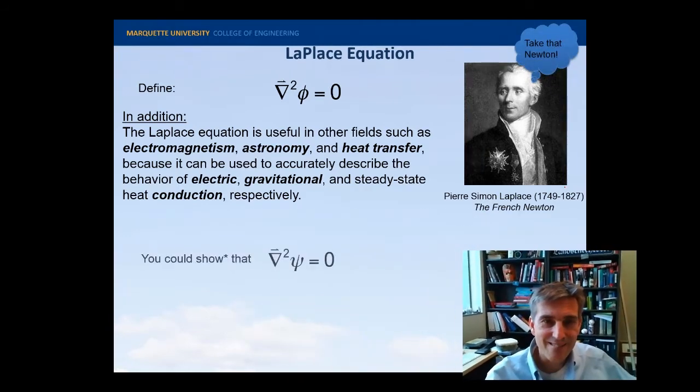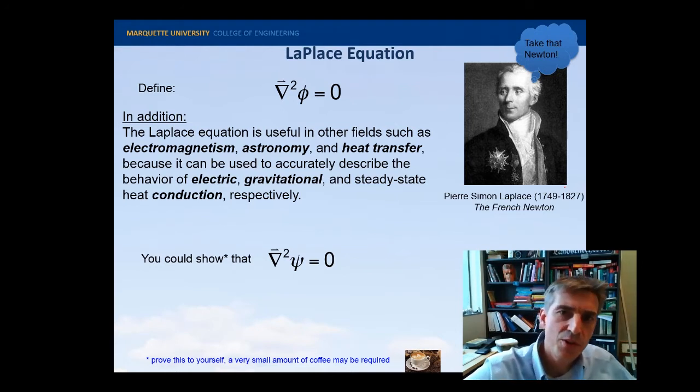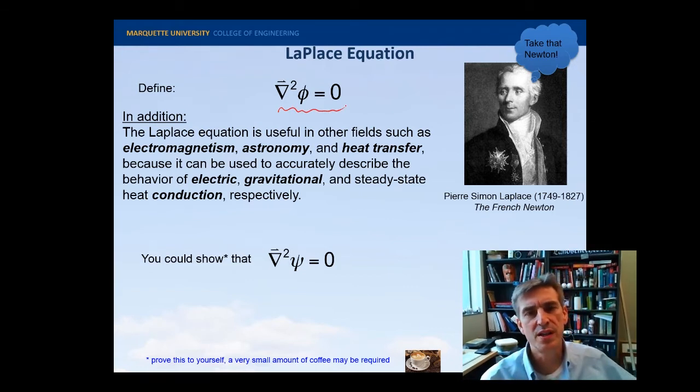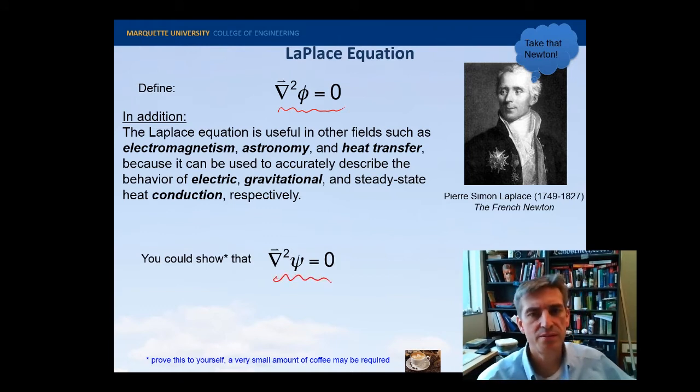Take that. All right. You could show using the Cauchy-Riemann equations that if this is an equation that governs phi, the potential function, then it can also be cast in terms of psi, the stream function. I'll leave it to you to prove this as a try-your-hand coffee break. This is not very hard to do, so give it a shot.